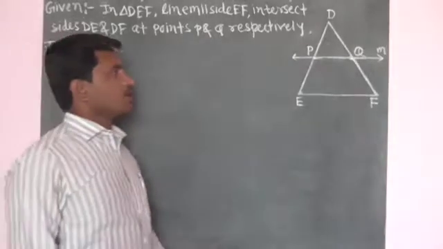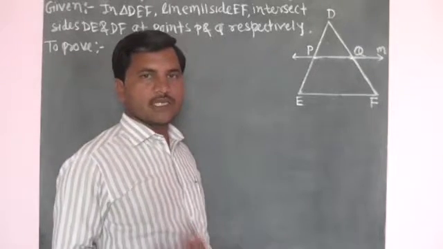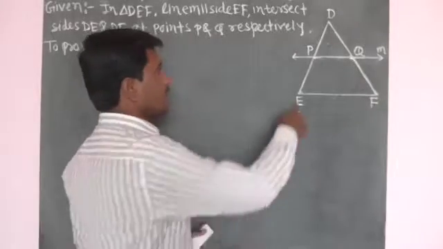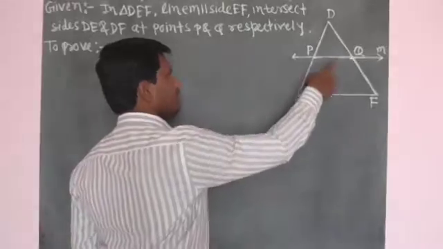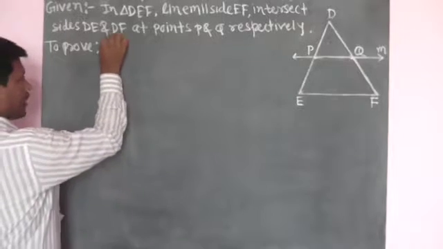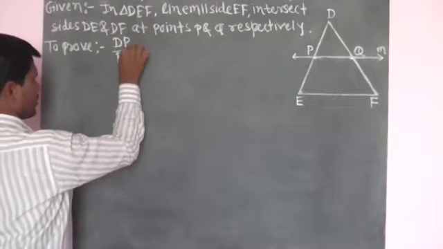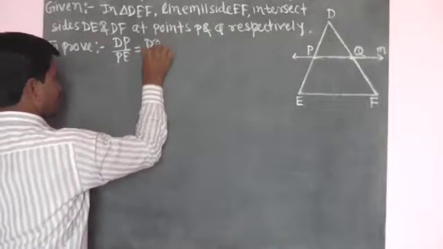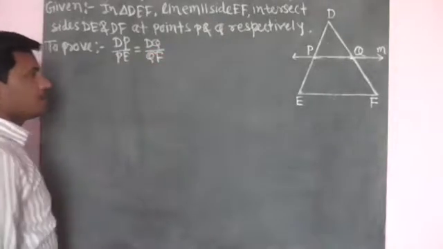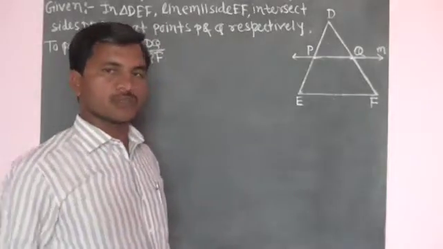That is given. Now the to prove of the theorem is that the ratio between the two segments on one side is equal to the ratio of the two segments on the second side. It means DP upon PE is equal to DQ upon QF. That is the to prove of the theorem. Line M divides two sides in proportion, it means in the same ratio.